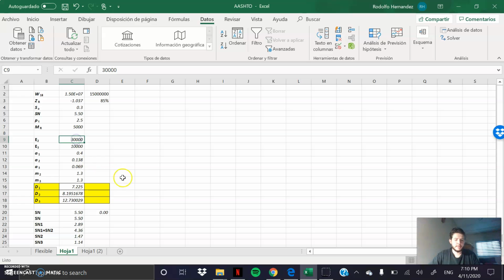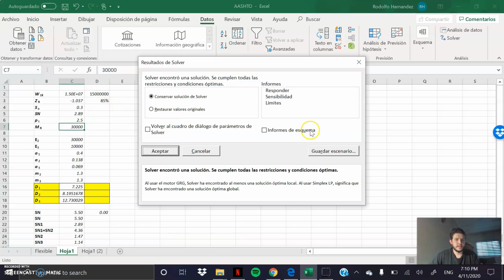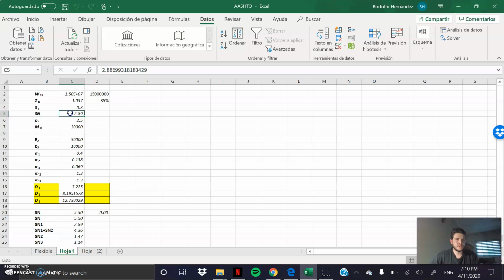Next thing we have to do is copy the modulus of the subbase, paste it here, solve, and that gave us the structural number for SN1. Copy, paste, and round it up to 2.89.